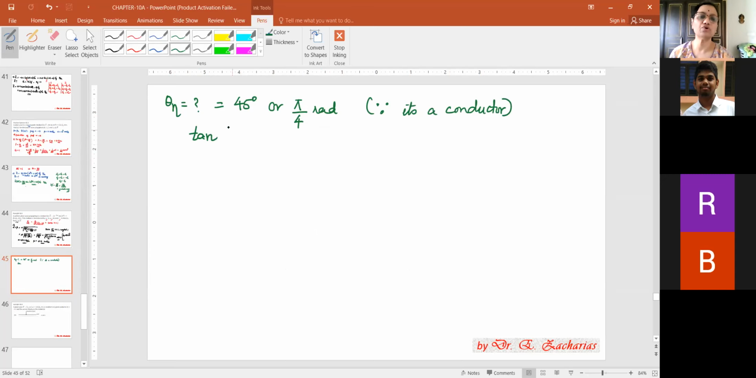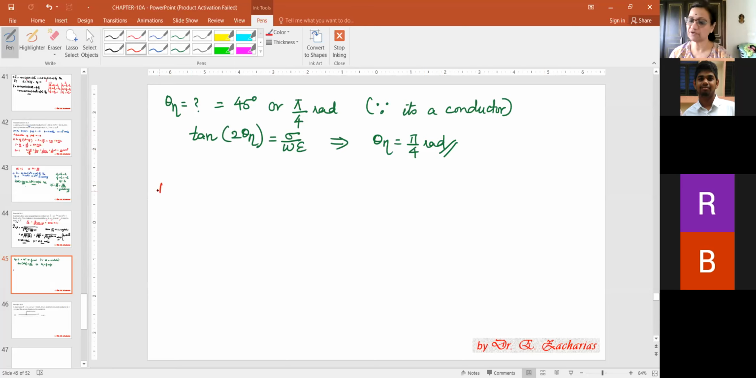All you have to do is just go to tan of 2 theta eta equal to sigma by omega epsilon. You can do this also. This also will give you theta eta equal to pi by 4 radians. Those of you who are able to remember, understand that it is a conductor, need not even do this step. Okay, so now this is over. So now let's write the expression for H.